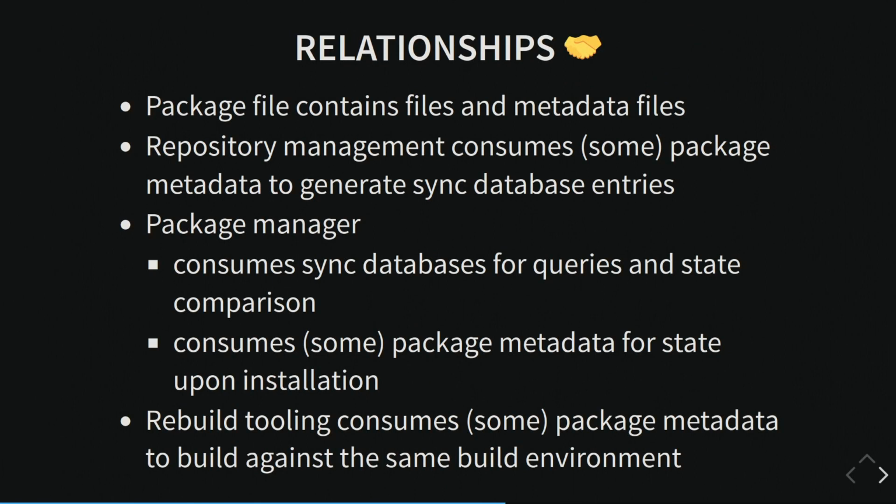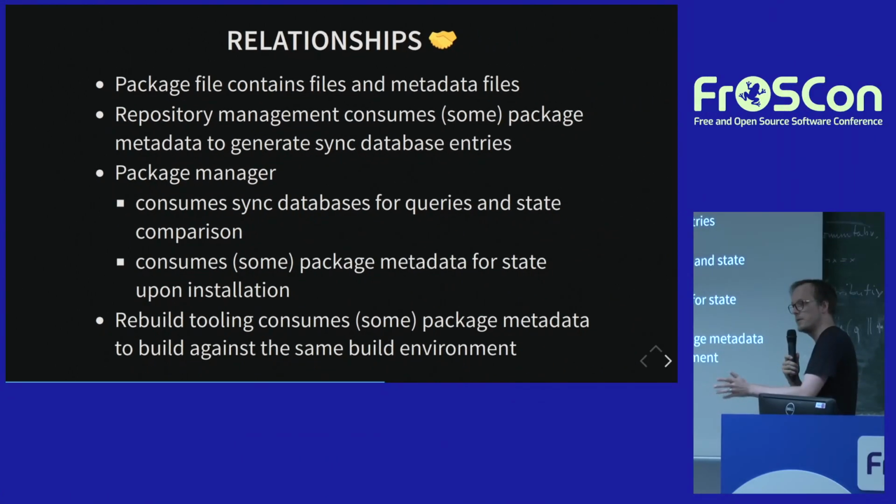So we have the package file that contains metadata and, of course, the files that you install. We have repository management that consumes these and needs to figure out certain aspects of these packages. It basically needs to extract PKGINFO and then use that to create this sync database. The package manager on the other side then consumes the sync database and translates that into local comparison states, right? Where it looks up in similar description files locally, like, oh, I have this package installed, I need to update it because it's in a higher version.